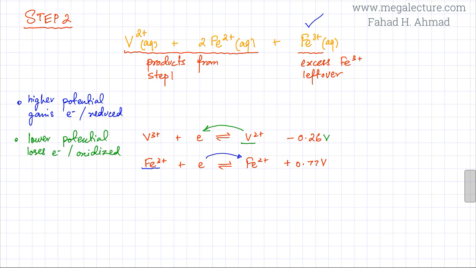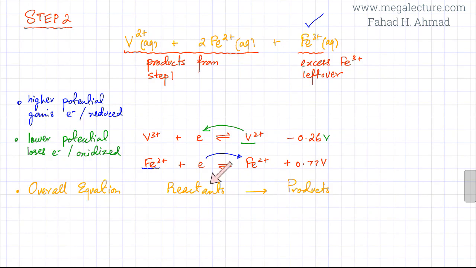I just need to write an overall equation now. To write the overall equation, I just need to sum up the reactants. So I collect all the reactants and I collect all the products, and that would be my overall equation. So in the first reaction, the reactant is V2 plus, and in the second reaction, the reactant is Fe3 plus. So it's going to be V2 plus plus Fe3 plus. So these are my reactants, and I'm going to sum up the products now. The products in the first reaction are V3 plus, that's being formed in the first reaction. In the second reaction, the product comes out to be Fe2 plus. So that would be my overall equation for this reaction.